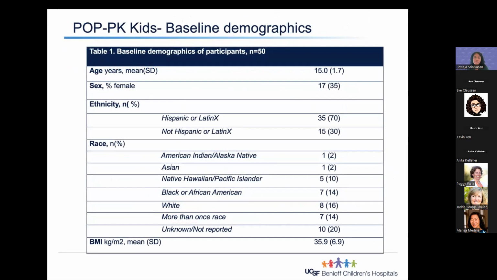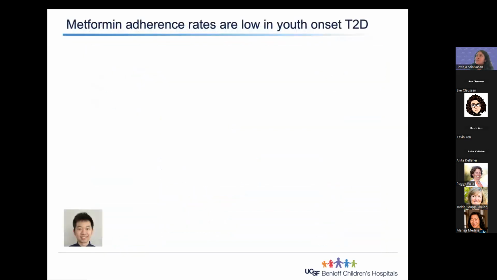70%. So the majority were not Latinx, and you can see that we had a diverse representation from other racial subgroups as well, I think highlighting the diversity of our UCSF population. And these we recruited both from San Francisco as well as Oakland.